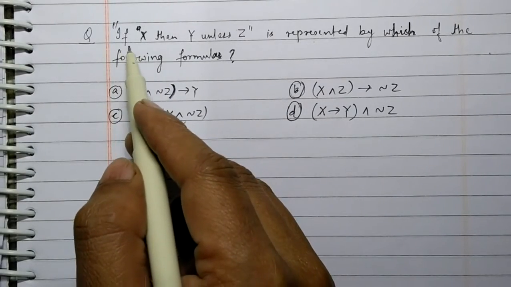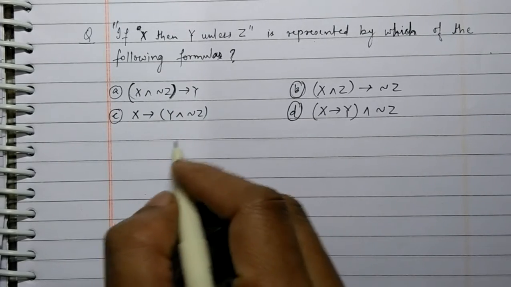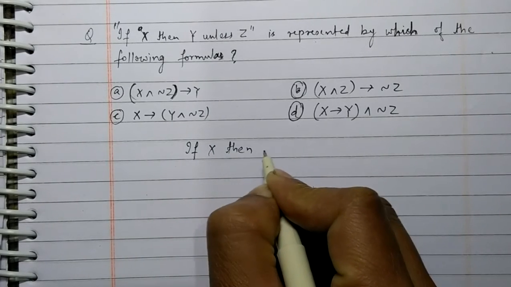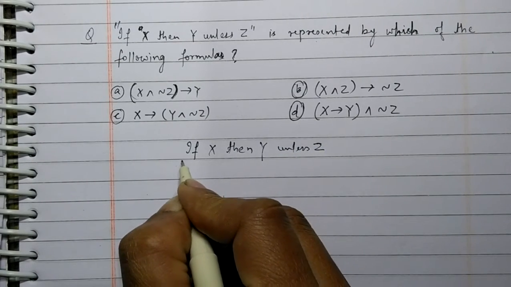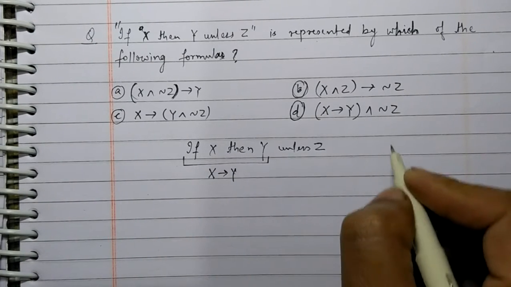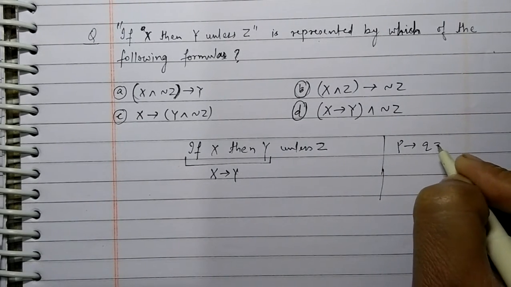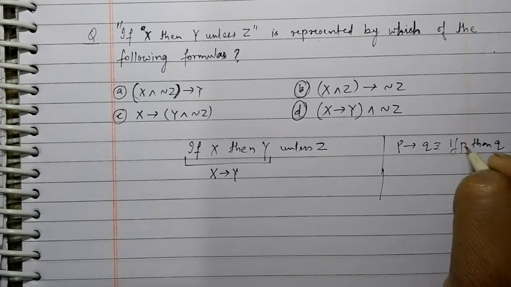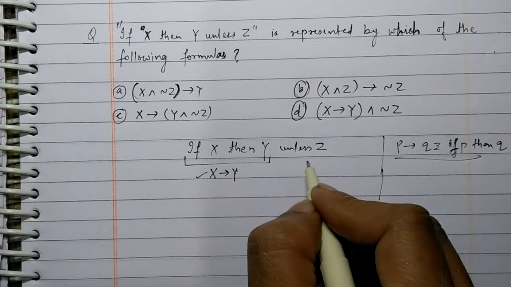In the given question, if x then y unless z is represented by which of the following formulas? So let's see. If x then y unless z. This part is very simple. It gives x imply y because P imply Q is equivalent to if P then Q. Using this we can write this unless Z.